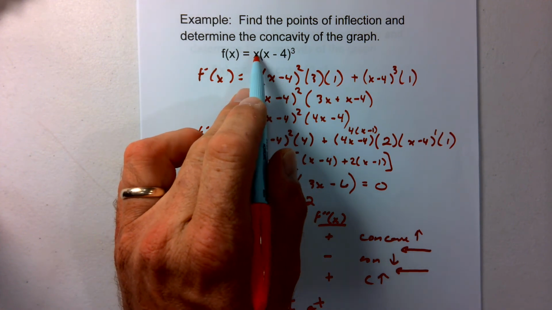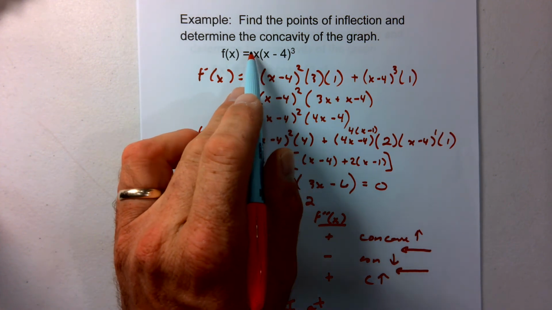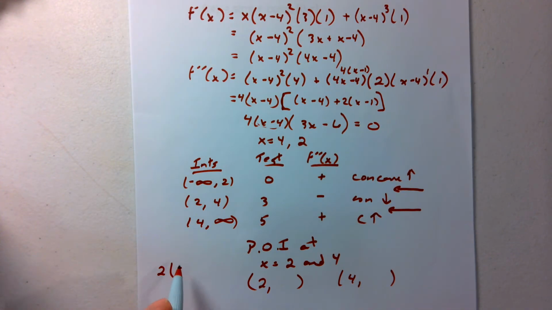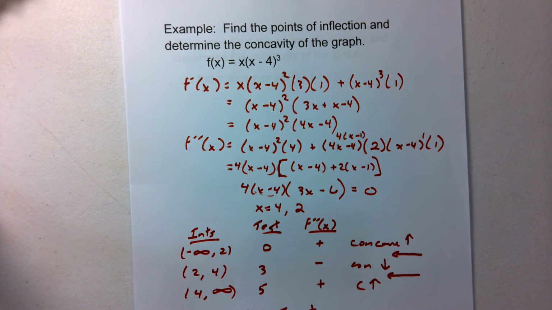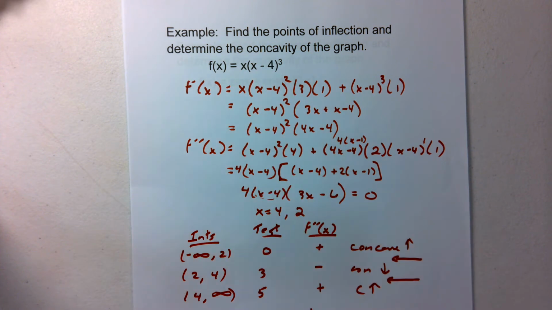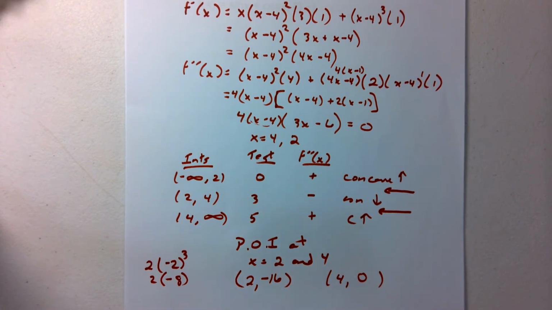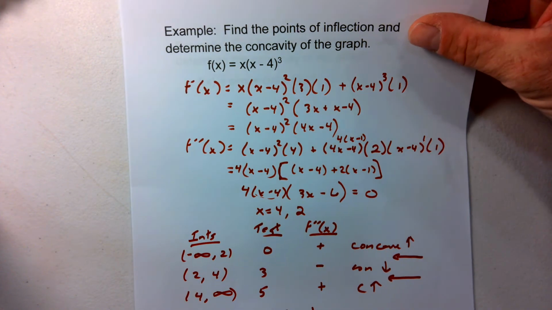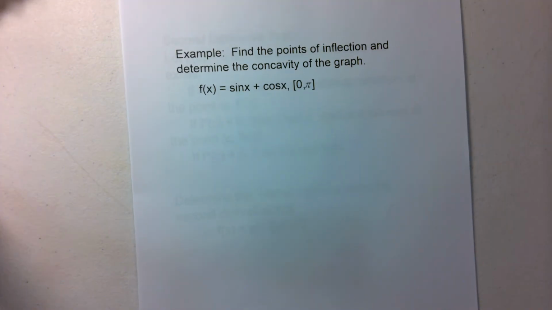So I plug in 2, excuse me, I have 2 times 2 minus 4, which gives me negative 2 to the third. Negative 2 to the third is negative 8 times 2 gives me negative 16. If I plug in 4, oh, isn't that a nice one? 4 minus 4 gives me 0. Anything times 0 gives me my 0. So those are going to be my 2 points of inflection if I want. Alright, so that's a nice kind of polynomial looking there.